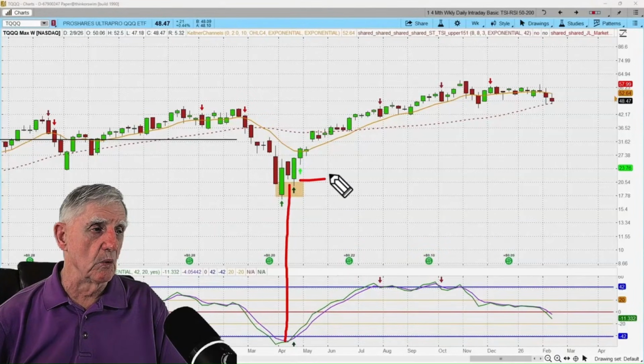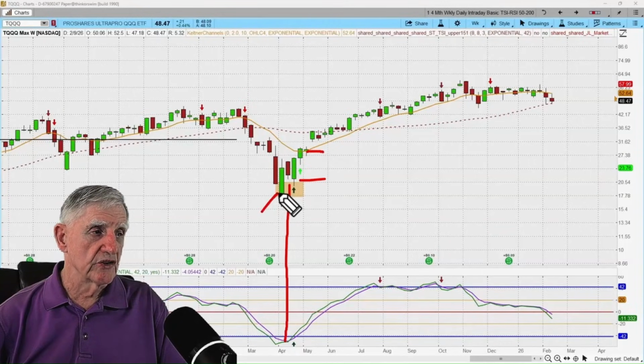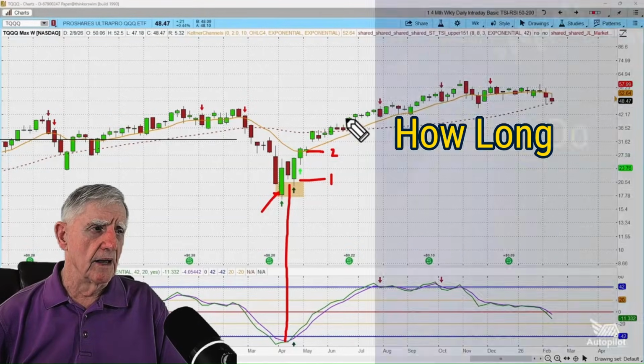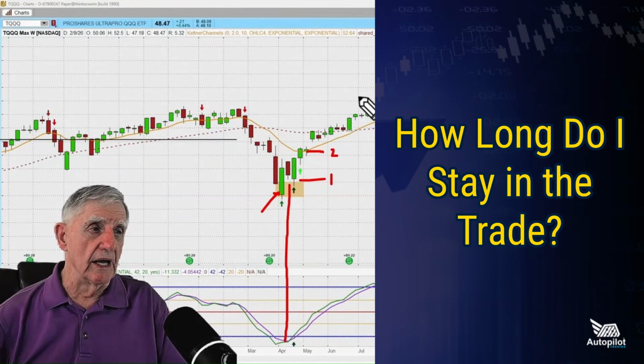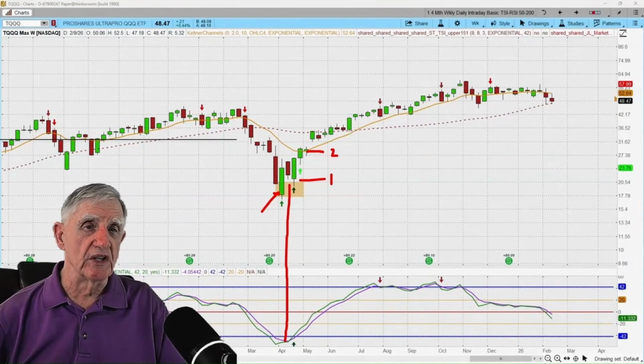So entry number one, the following week, I get a close above the 50. Trigger number one. So set up, trigger one, and trigger two. And then how long do I stay in the trade? A couple of different ways to do that.